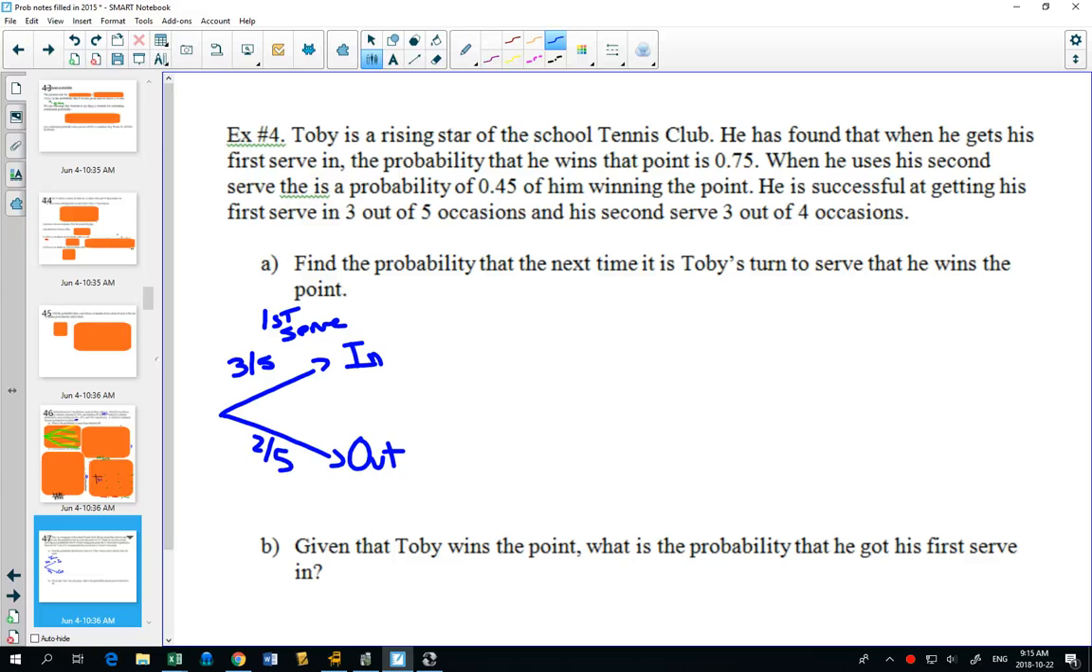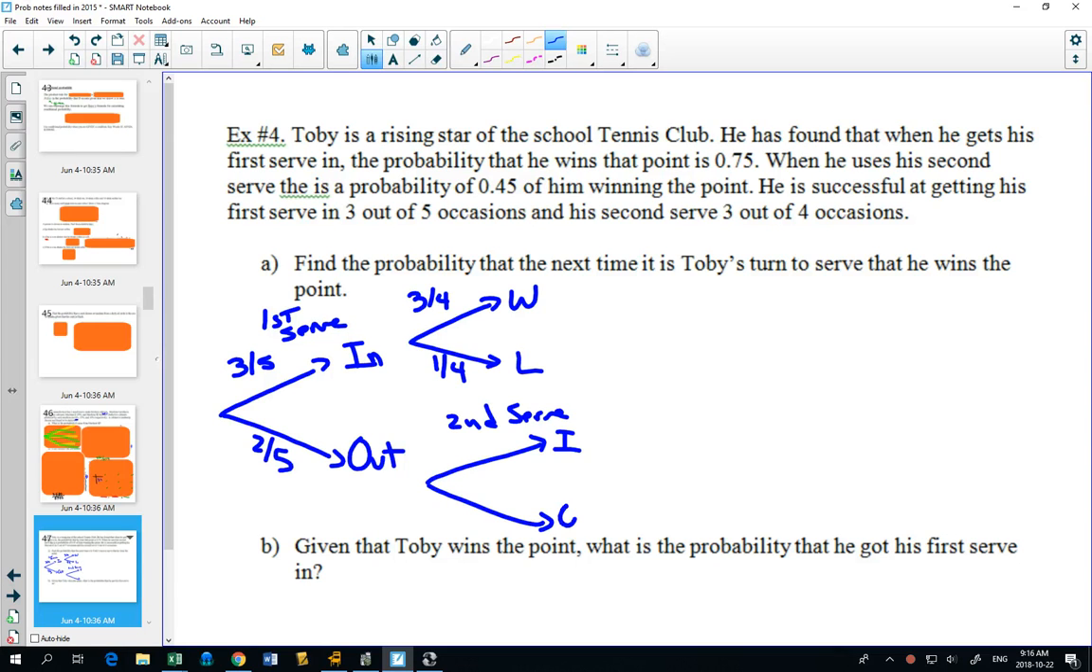If he serves it in, he will either win the point or lose the point. His chances of winning is 75%, or 3 out of 4. His chances of losing are 1 out of 4. If he serves it out, then he gets a second chance, which I'm going to label here as a second serve. And his second serve is either in or out. His chances of getting his second serve in, 3 out of 4, and out, 1 out of 4.